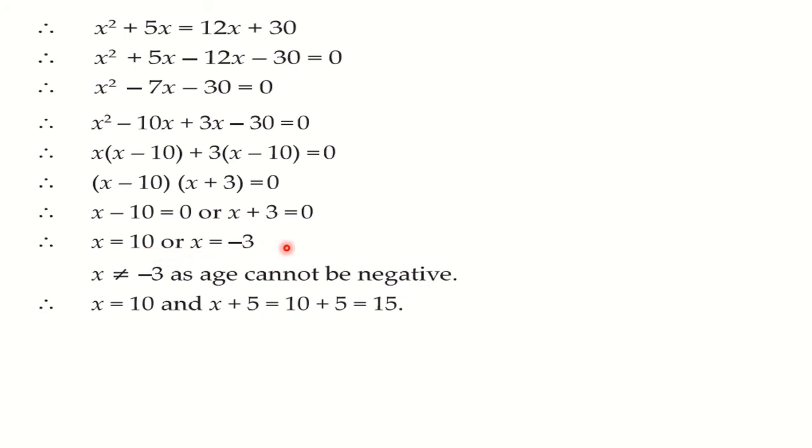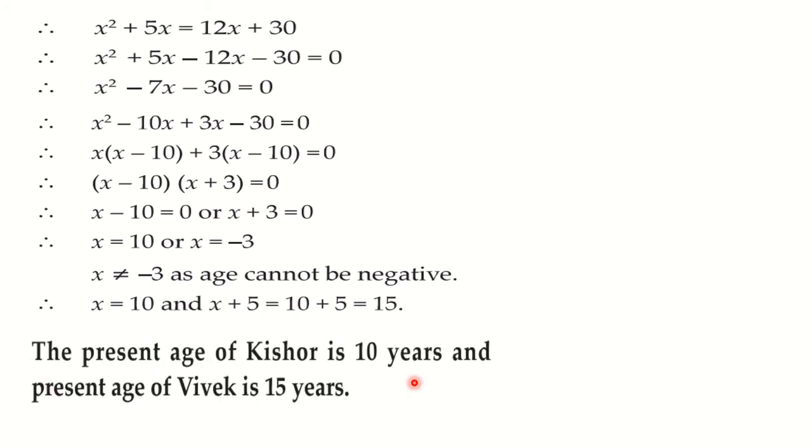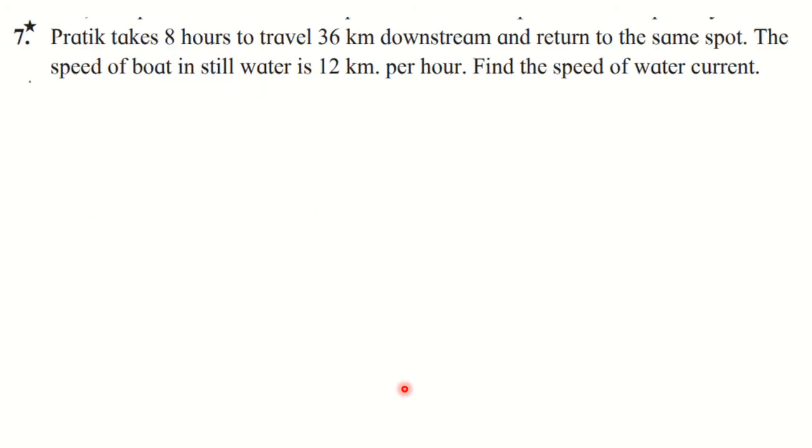Again it's the age related problem. So you will say that x cannot be minus 3 as age cannot be negative. So the value of x is 10 and the next number is x plus 5, that is 10 plus 5, 15. So we got both the ages, Kishore and Vivek, and then write down the final answer in words, that the present age of Kishore is 10 years and the present age of Vivek is 15 years. Okay. Let us go further. Question number 7.